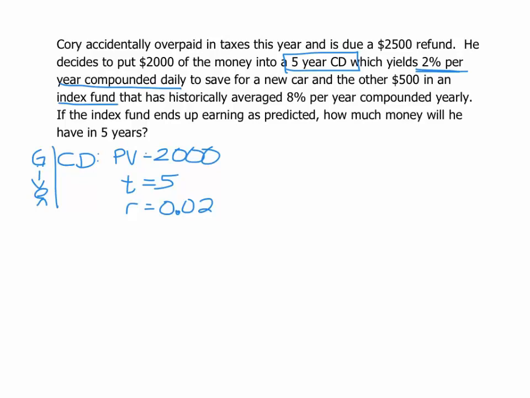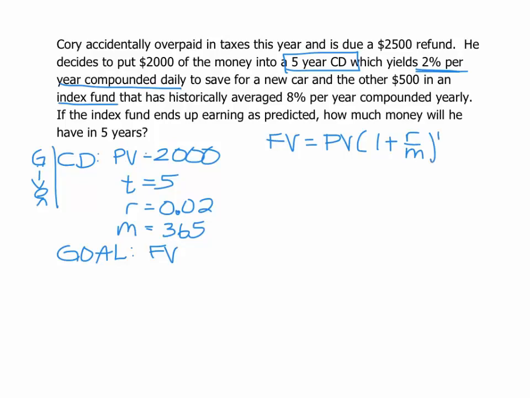And if it's compounded daily, this tells us our M, the number of times per year that we're compounding, is going to be 365. My goal is to find the future value. Remember our future value formula. Future value is present value times 1 plus R divided by M to the MT.